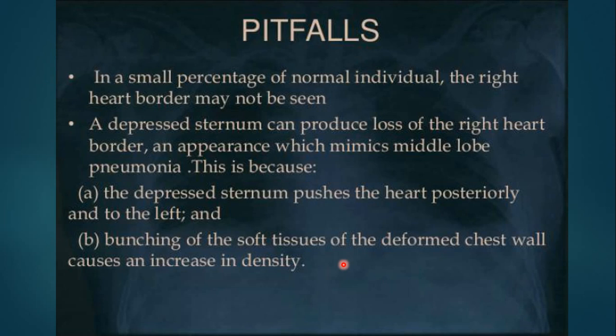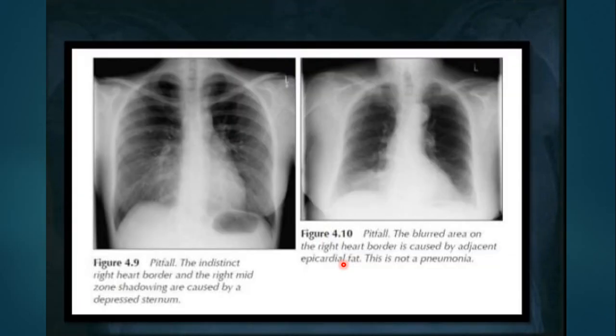The chest wall is abnormal, it's deformed. These soft tissues will be collapsed together, condensed together, causing a slight increase in the density. For example, you can see here, is there any right heart border? No, there is no right heart border. I cannot see the right heart border, okay? So this was a pectus excavatum. The sternum is depressed, pushing the heart to the left side. It is not a pneumonia. There is some increased density here, not due to pneumonia, it's due to the condensation of the soft tissues.